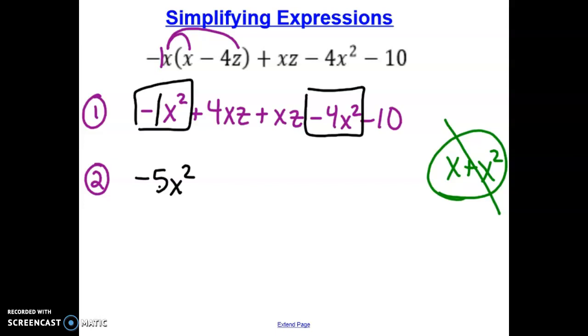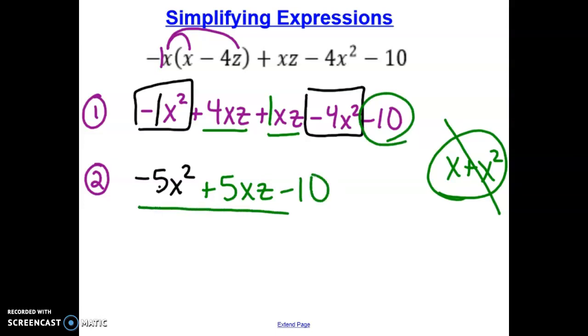Well, we have a 4xz and a 1xz. They are both xz's, therefore they can be combined. They have the same letters, they both have x and they both have z, and they have the same exponents. So 4xz's plus 1xz is 5xz. And there's nothing to combine this 10 with, so the minus 10 just gets brought down.